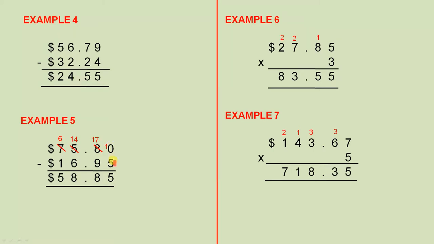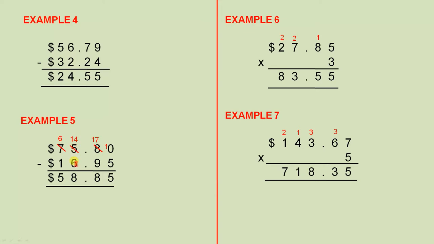0 take away 5 we can't do, so we make that a 10. 10 take away 5 is 5. When you trade from this column, you cross that out and make it a 7. 7 take away 9 we can't do, so we make that a 17. So we've traded from that column, so we cross that out and make it a 4.